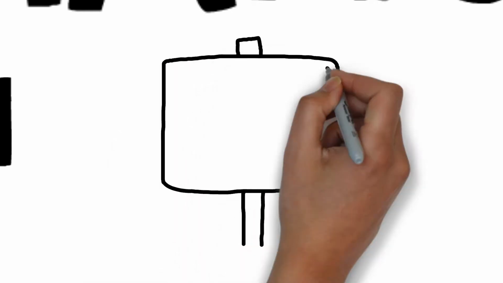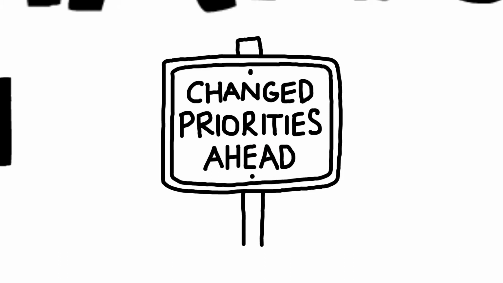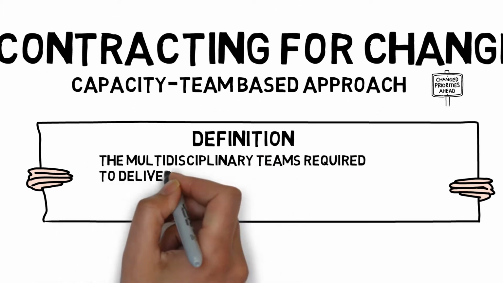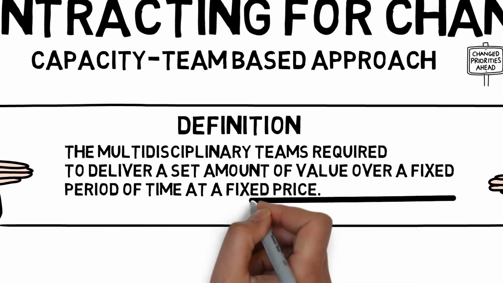Contracting for change, the capacity team-based approach. In a previous video, we looked at the need for contractual flexibility when delivering capability in a rapidly changing environment. The capacity team-based approach defines the multidisciplinary teams required to deliver a set amount of value over a fixed period of time at a fixed price.